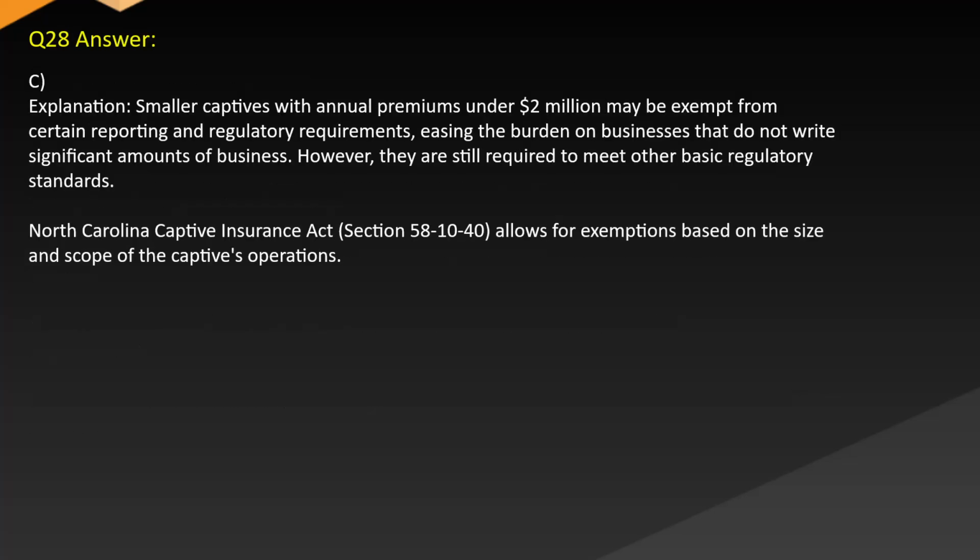Answer: C. Explanation. Smaller captives with annual premiums under $2 million may be exempt from certain reporting and regulatory requirements, easing the burden on businesses that do not write significant amounts of business. However, they are still required to meet other basic regulatory standards. North Carolina Captive Insurance Act, Section 581040 allows for exemptions based on the size and scope of a captive's operations.